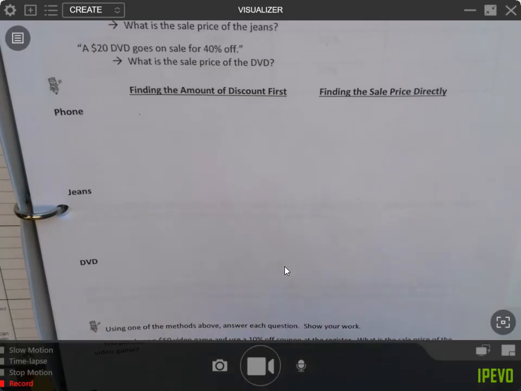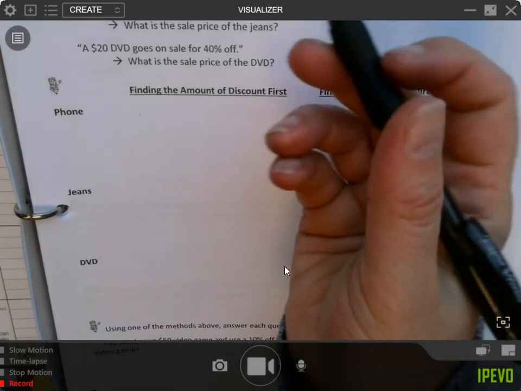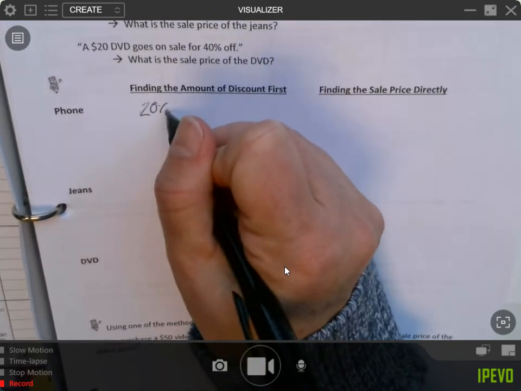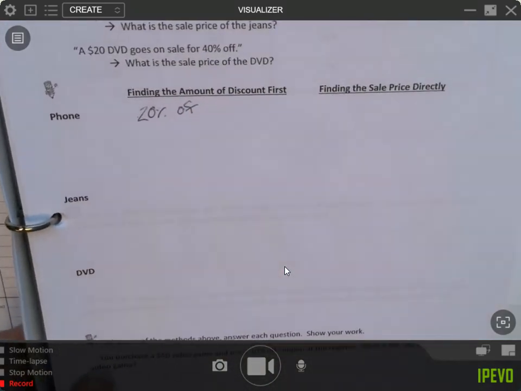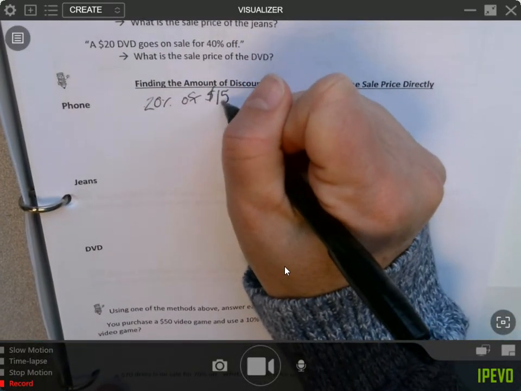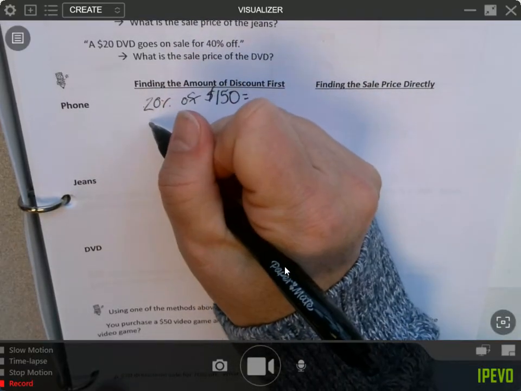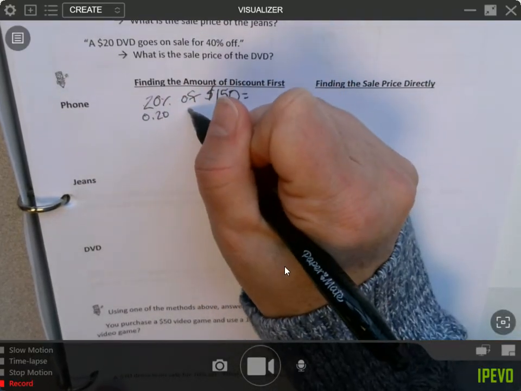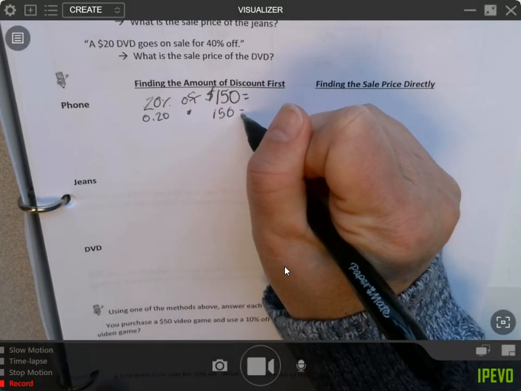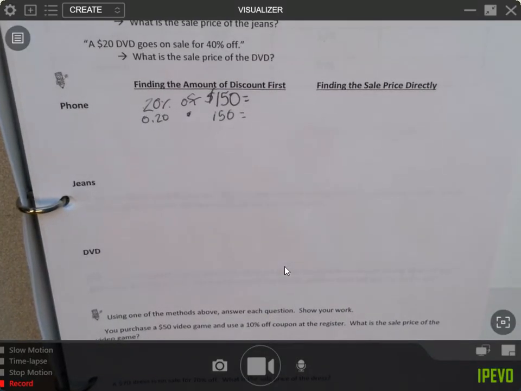Okay. So finding the amount of the discount first. We are going to find 20% of $150. So 20% of $150. So that is the same as saying 0.20 of means multiply that 150. What is 20% of 150? Who has a calculator out and can tell us? What's 0.2 times 150?